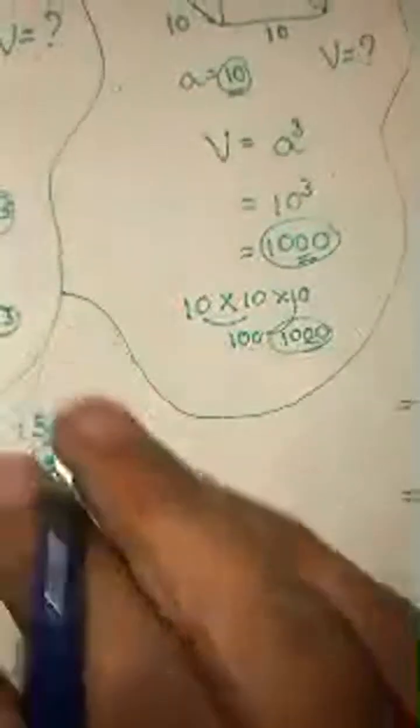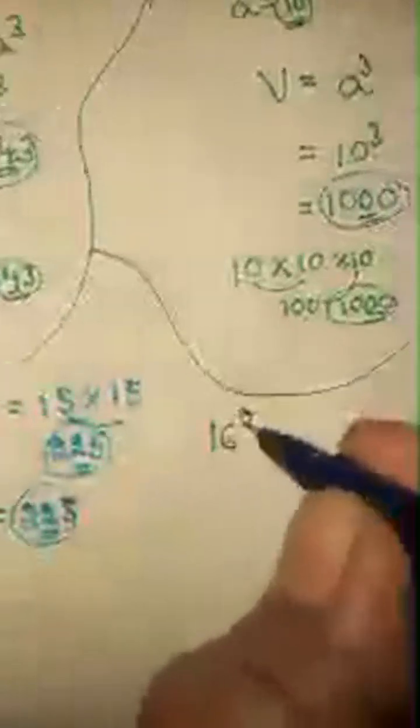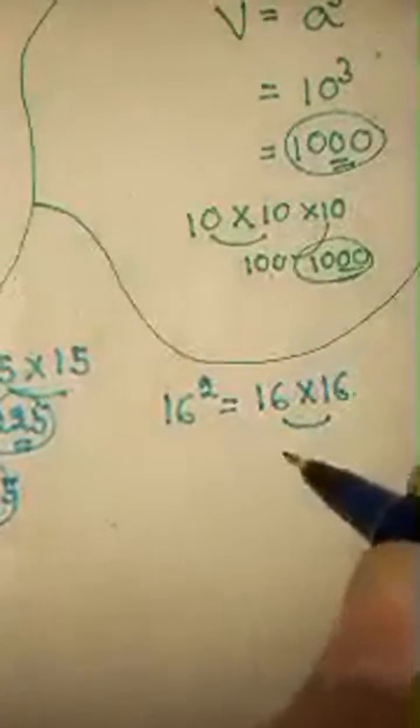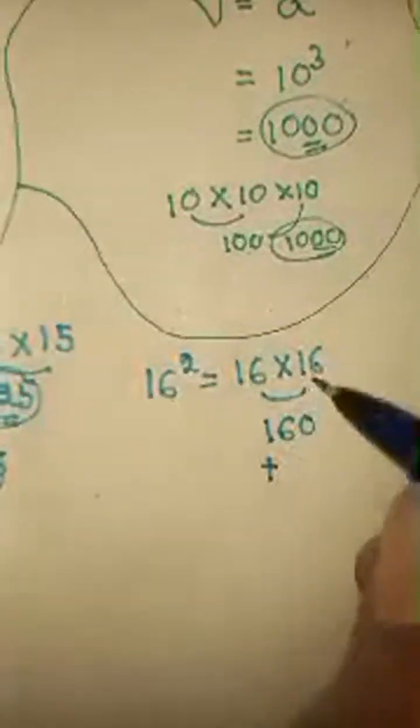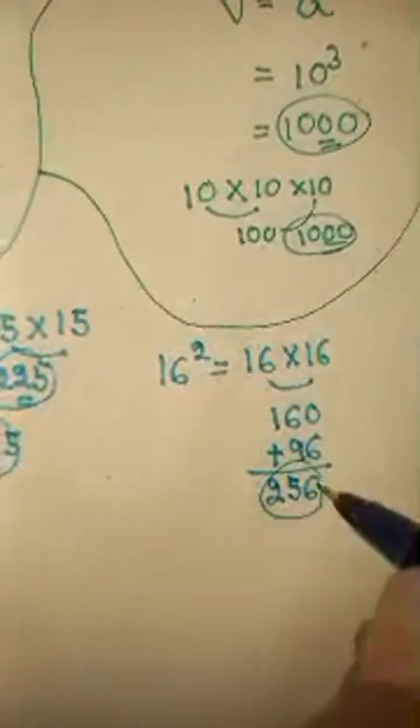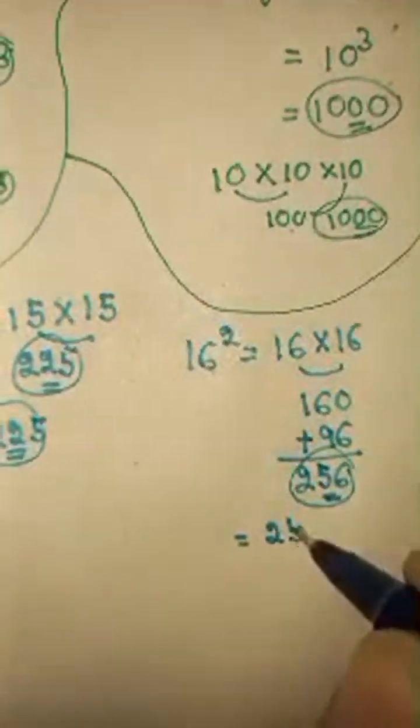Now let's write 16 square. In 16 square, it's going to become 16 times of 16. 16 times of 10, which is 160, plus 16 times of 6 is 96, which becomes 256. That's the value of 16 square.